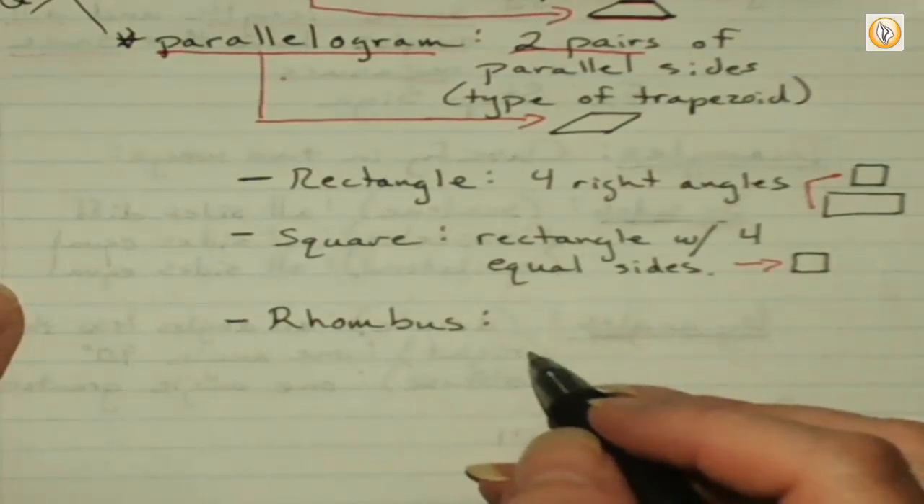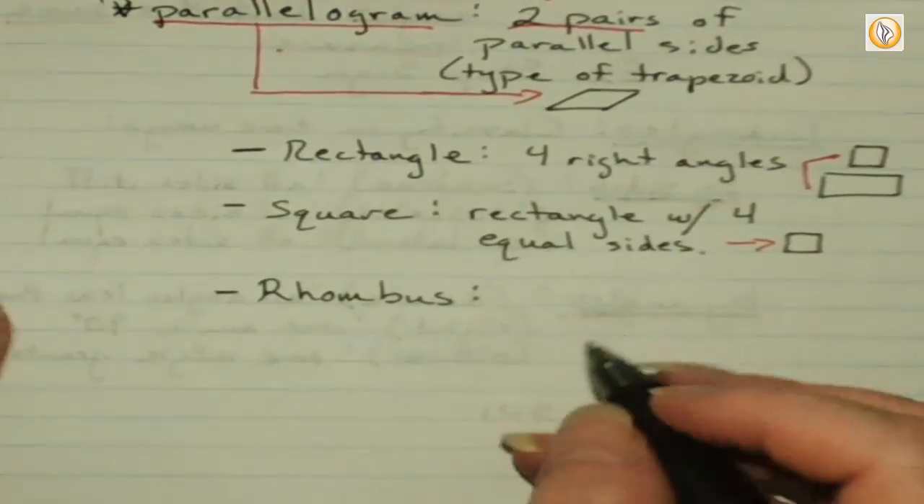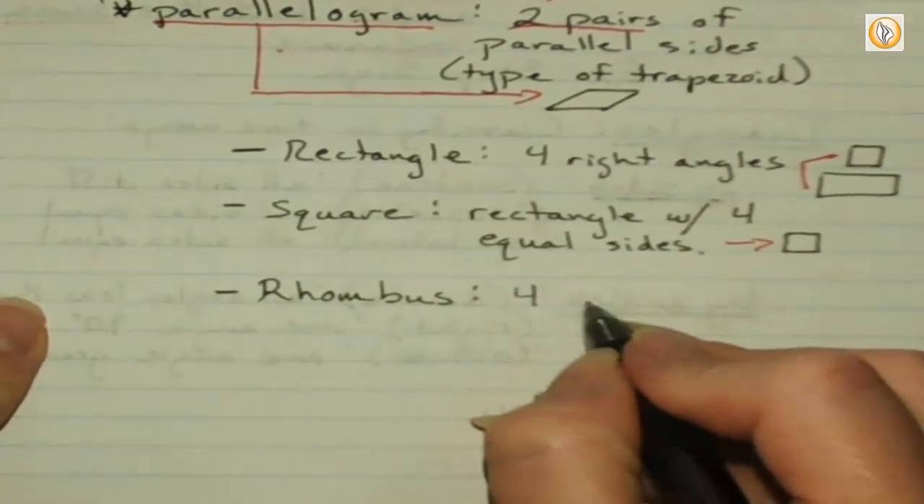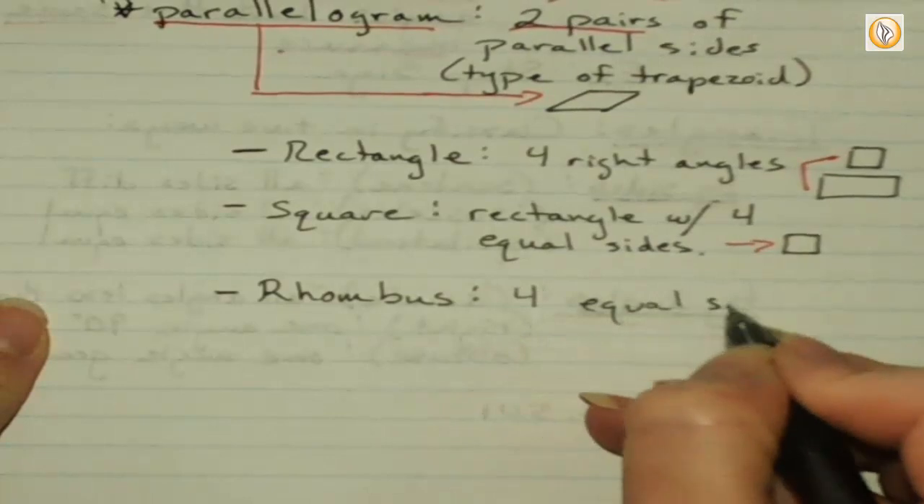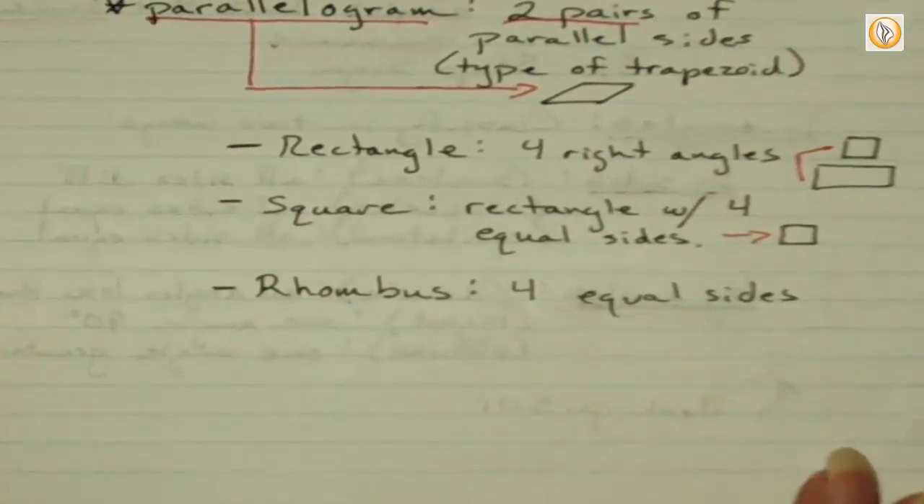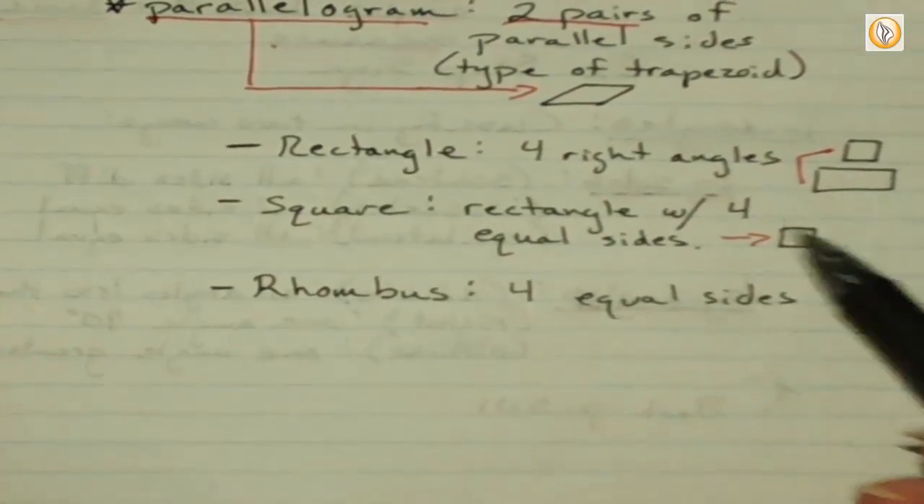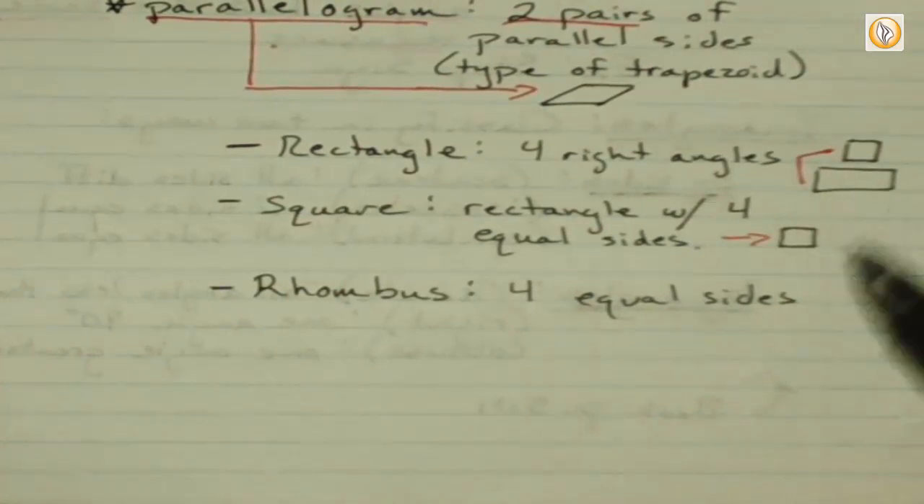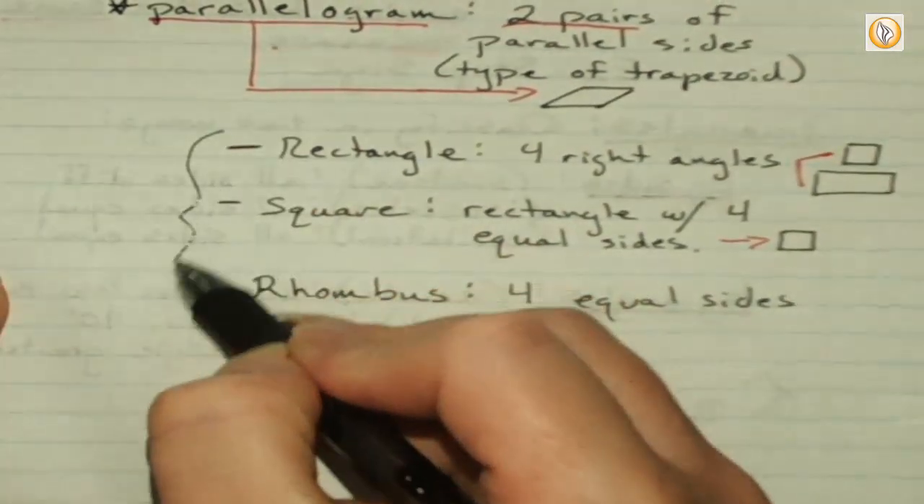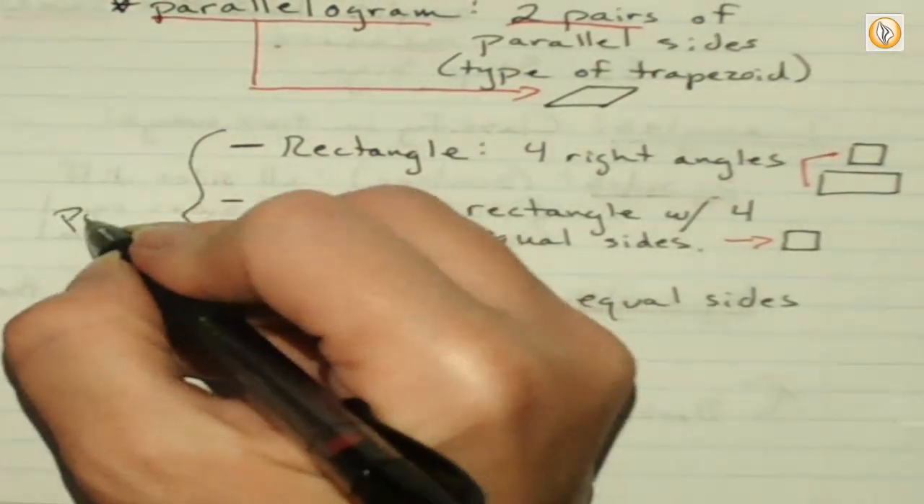I'm thinking, is that right? I'm tired. Yes, it is. A rhombus has 4 equal sides. That's all it says. It doesn't have to have right angles. So these are all parallelograms.